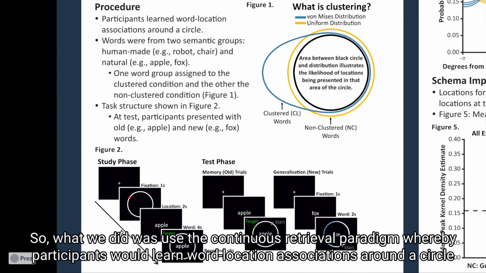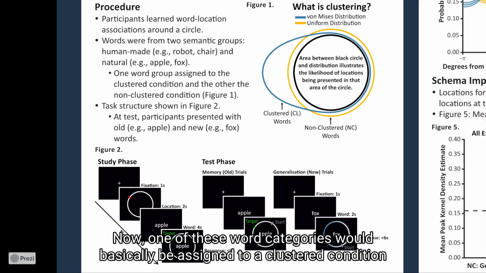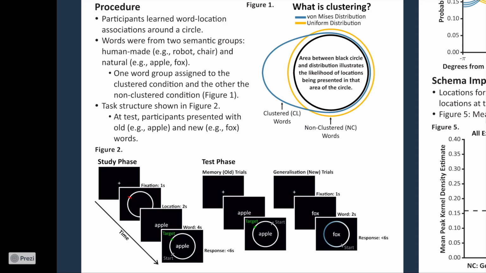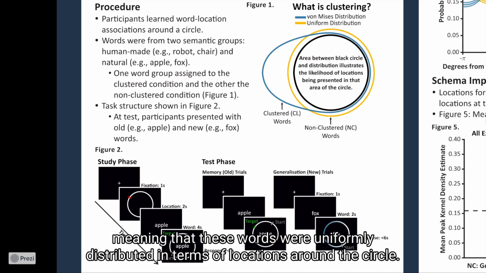So what we did was use the continuous retrieval paradigm, whereby participants would learn word location associations around a circle, and these words would come from one of two word categories, either human-made or natural. Now, one of these word categories would be assigned to a clustered condition, meaning that locations are much more likely to appear in one area of the circle than anywhere else. And the other would go into the non-clustered condition, meaning that these words were uniformly distributed in terms of locations around the circle.